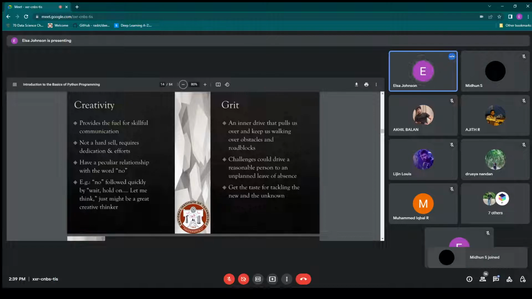Now grit, that is another skill that is required. It's an inner drive that pulls us over and keeps us walking over obstacles and roadblocks. Now they should have the taste of tackling the new and the unknown.